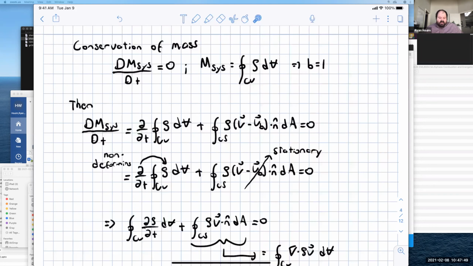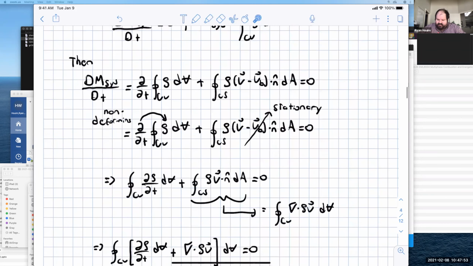If we're going to derive the differential forms, we assume that the control volume is stationary and non-deforming. If it's non-deforming, we can actually move the time derivative safely inside of the volume integral. If it's deforming, you can't do that. And if it's stationary, then the velocity of the boundary is also equal to 0.